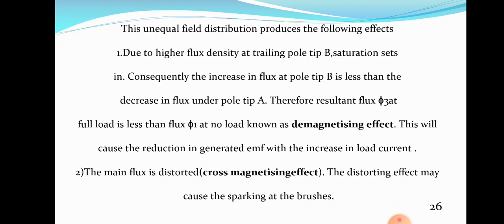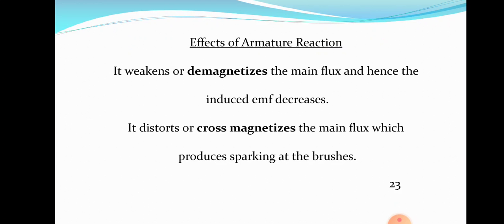Flux produced by the main field winding is represented as phi 1. Flux produced by armature current is phi 2. This phi 2 disturbs phi 1, so unequal flux distribution takes place. There is more flux density at trailing pole tip B and less flux density at leading pole tip A.